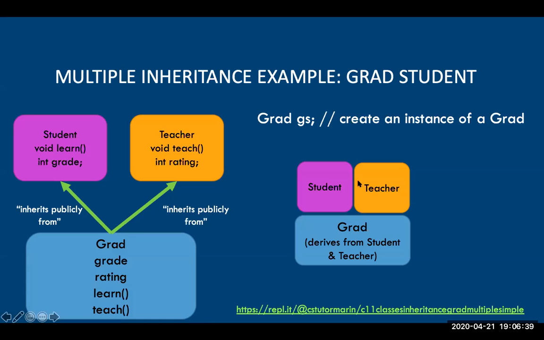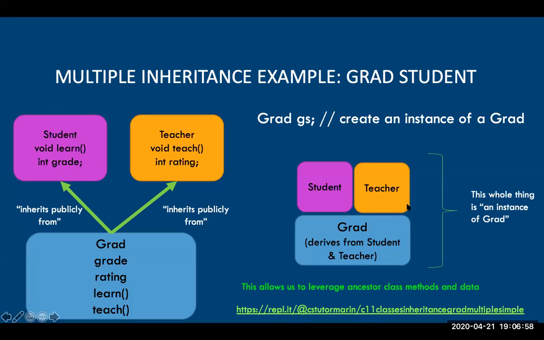And as you can imagine, if something was static, then it's going to be back in the class, not in the instance. But for everything else that's not static, which is mostly how we've written stuff this semester, it's going to be bound into this little package that goes with the grad instance GS, okay? So that's the whole instance of grad. And it allows us to leverage those ancestor class methods like we would normally, right? When we have just one ancestor, okay? So that's a pretty common thing.